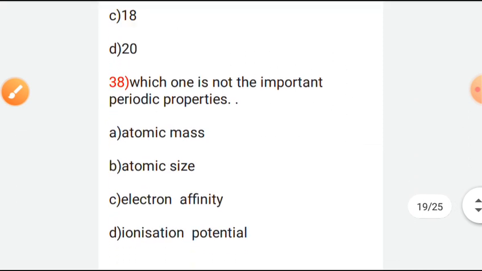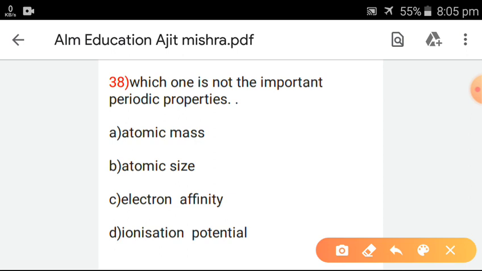Next question. Which one is not an important periodic property? Option A, atomic mass. B, atomic size. C, electron affinity. Or option D, ionization. Choose the correct option. The answer will be option A, atomic mass. The important periodic properties are atomic size, metallic character, non-metallic character, ionization, electron affinity and electronegativity.